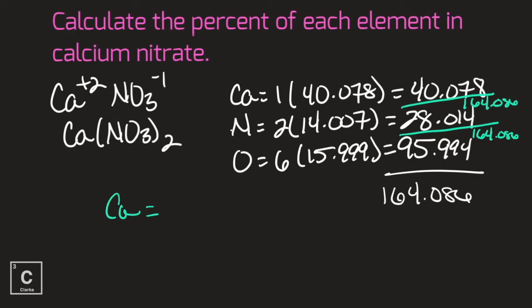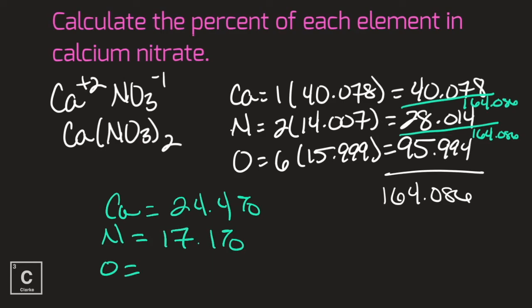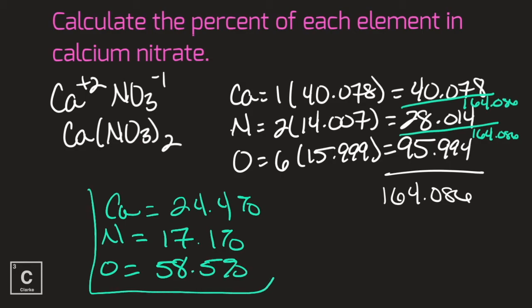Now, when you put this in the calculator, you're going to get a decimal. So you either need to move your decimal to get a percent, or you can multiply by 100 and let the calculator move your decimal. So when I put this into the calculator for calcium, I'm getting 24.4%. For nitrogen, I'm getting 17.1%. And then lastly, oxygen, I am getting 58.5%. All of these are your answer since I asked for each element.